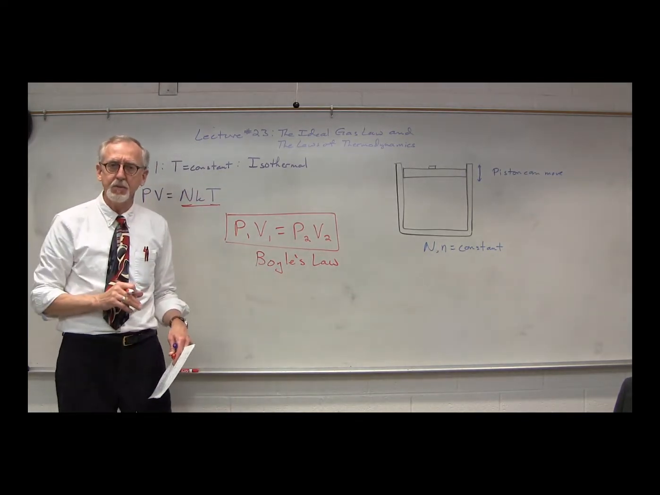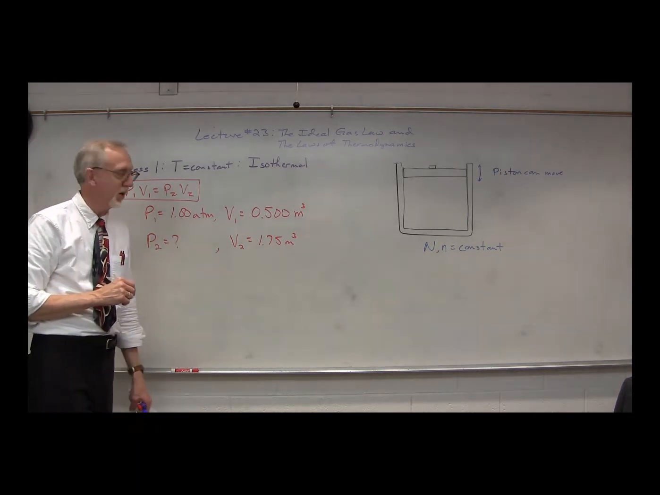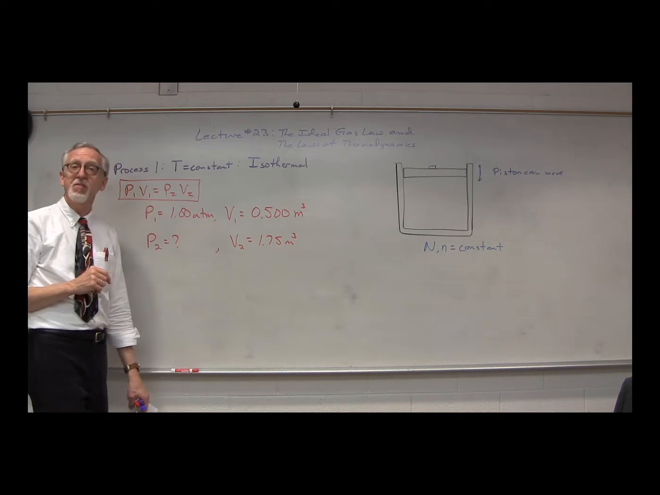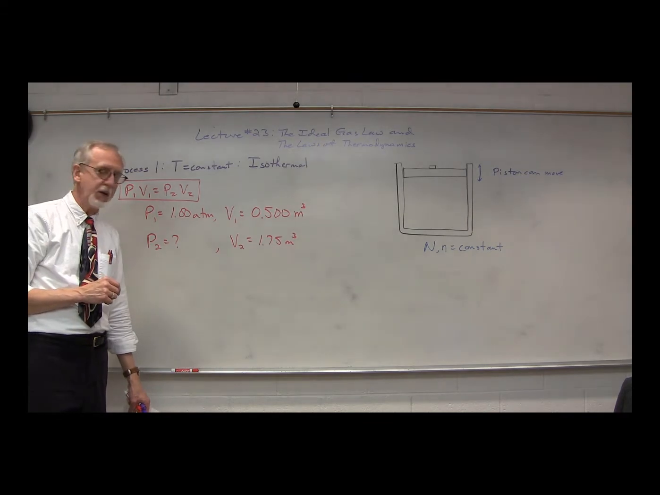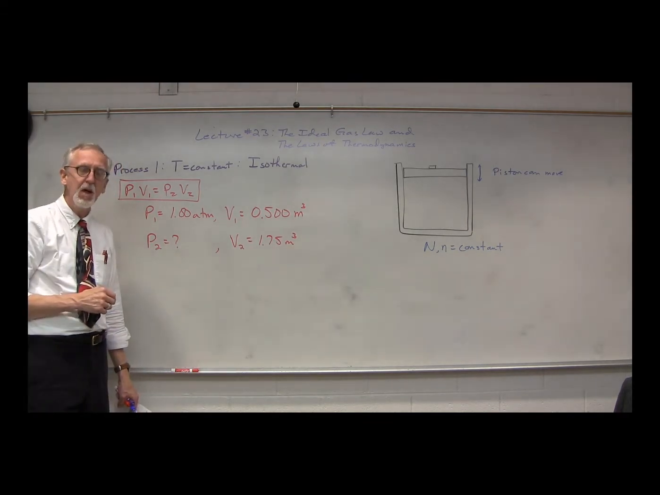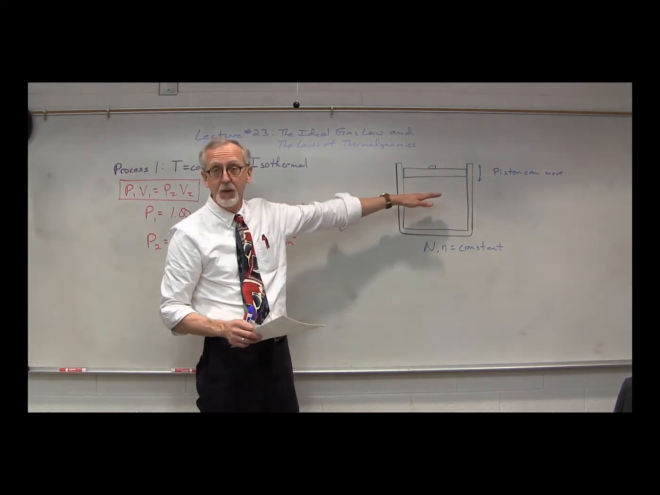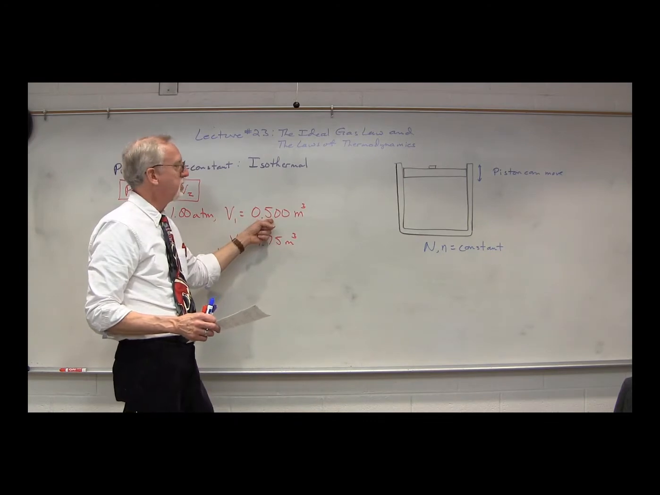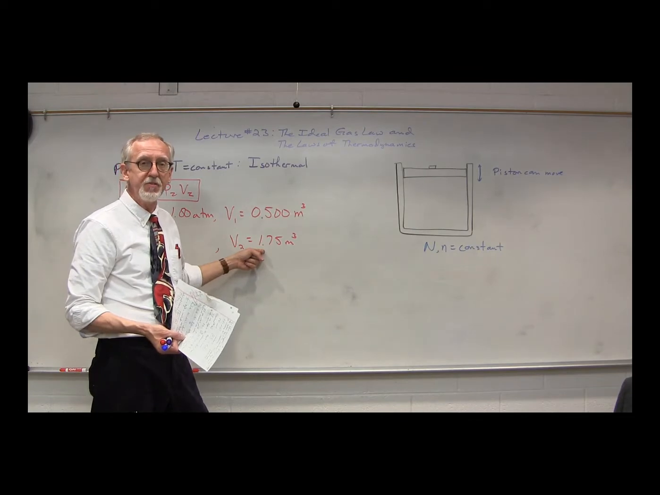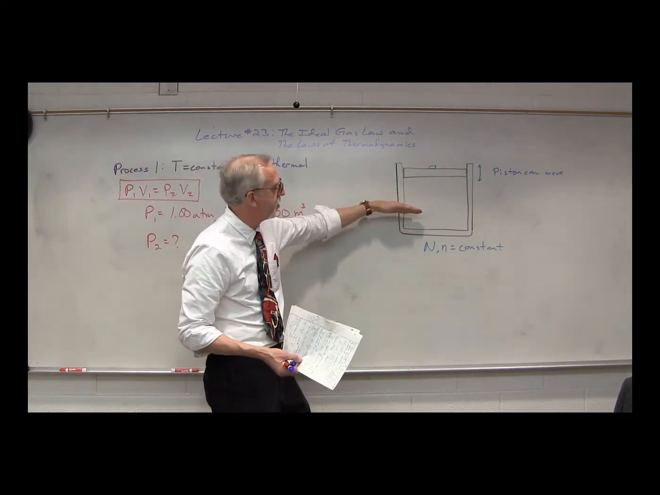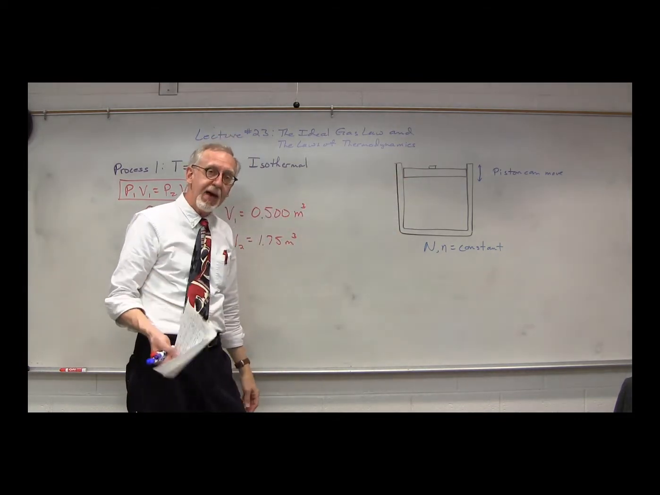Okay, let's stick some numbers in here. Let's imagine that we start out with a gas with an initial pressure of 1 atmosphere and an initial volume of 0.5 cubic meters. And then our final volume is 1.75 cubic meters. Let's figure out what our final pressure is. Well, first of all, let's just think about it for a second. Imagine we have this container, and our initial volume is 0.5 cubic meters. Our final volume is larger, 1.75 cubic meters. In other words, we're allowing the volume to get larger. The gas is expanding.